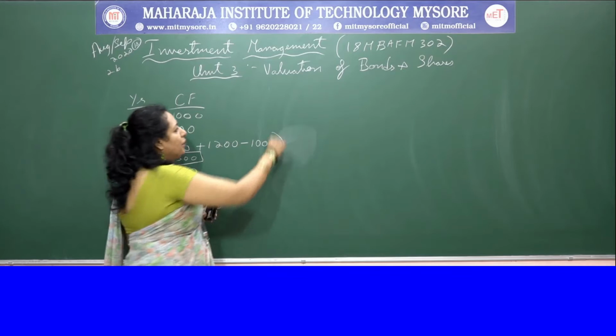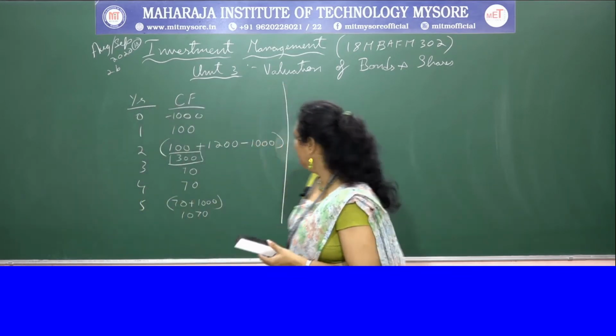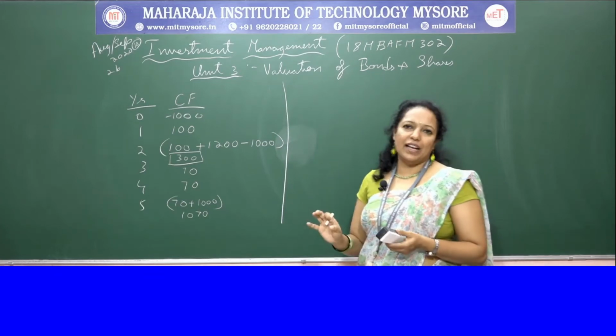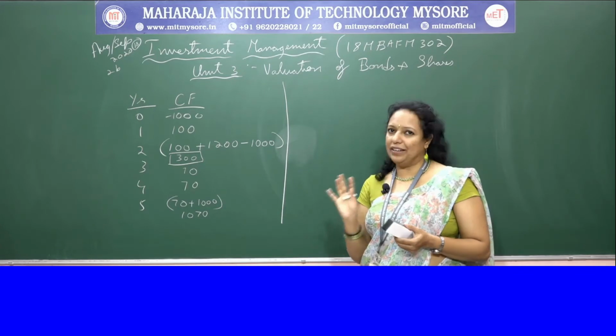Now this is the cash flow. On this cash flow, we are going to calculate IRR by taking two different interest rates.